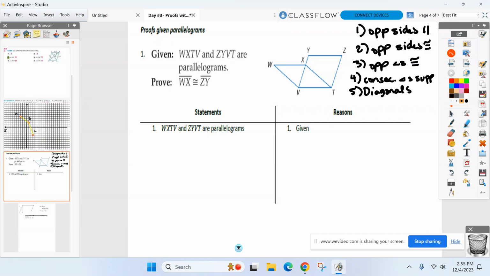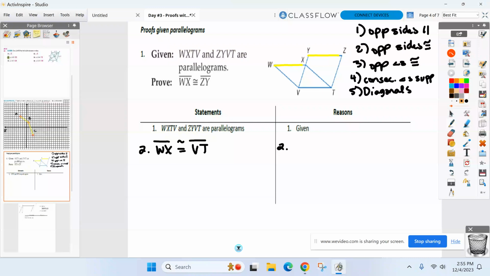So if we take a look at this first one here, both of these quadrilaterals are parallelograms. So again, all these 5 properties apply. And we're trying to get WX congruent to ZY. And we see there's no way this is going to be a 2-step proof because WX and ZY are in 2 separate parallelograms. So right off the bat, I'm going to start using a property here. And that is to say that, hey, WX, the one in the proof statement, is congruent to its opposite side, VT.